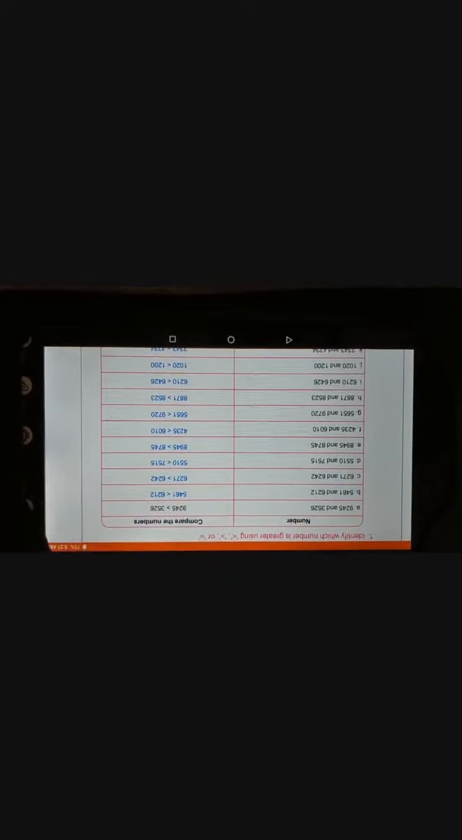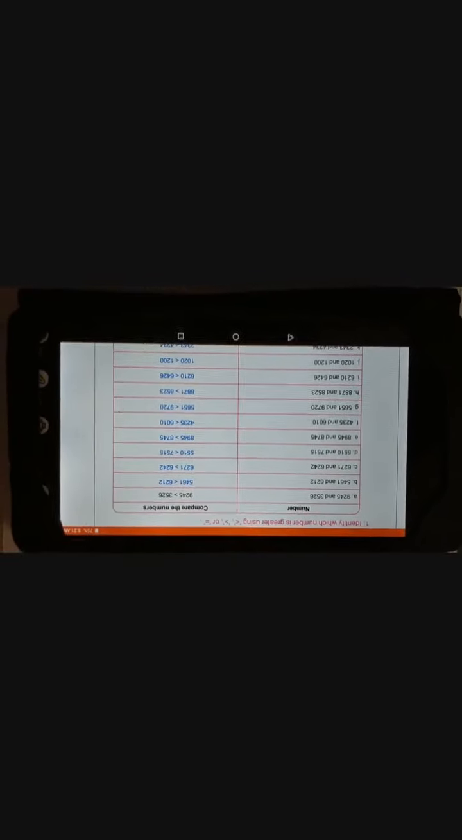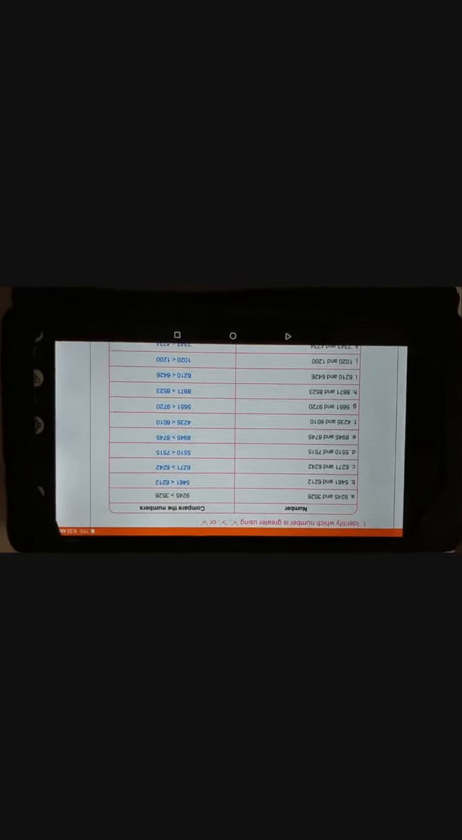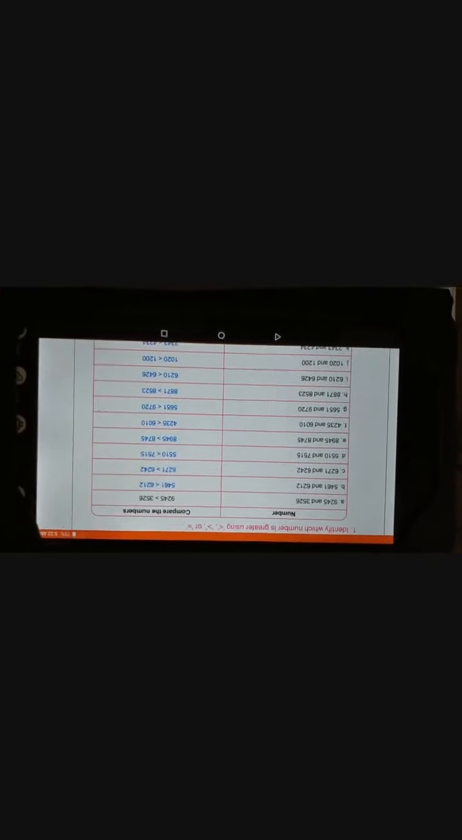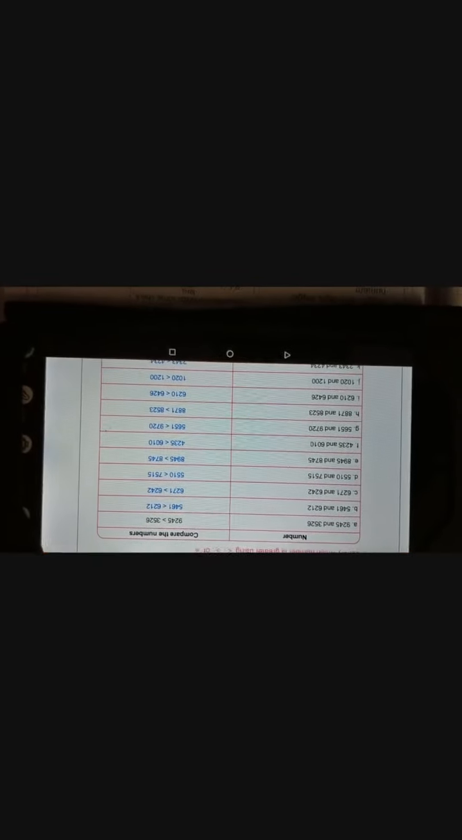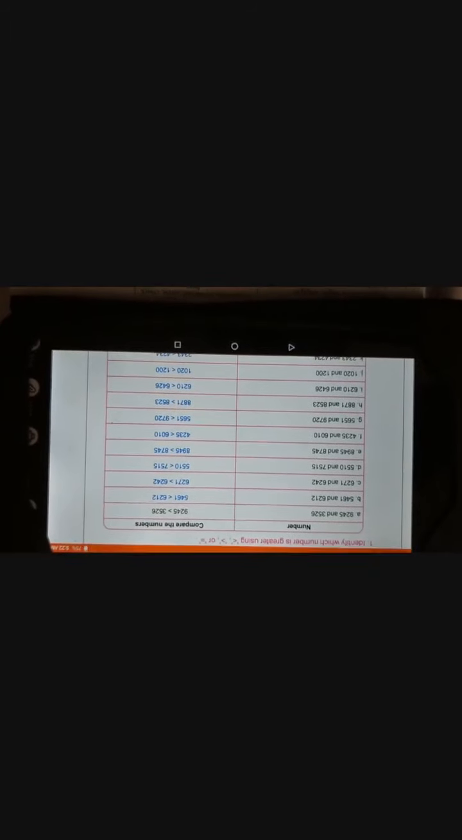Okay students, now your homework is you have to complete the worksheet number 14, 15, 16 and 17 and send it to me in the WhatsApp group before 3 o'clock. You have to complete your work and send it to me before 3 o'clock in the WhatsApp group.